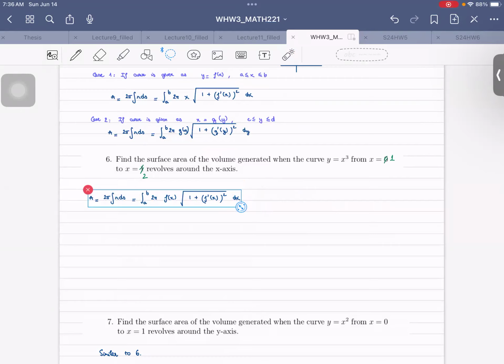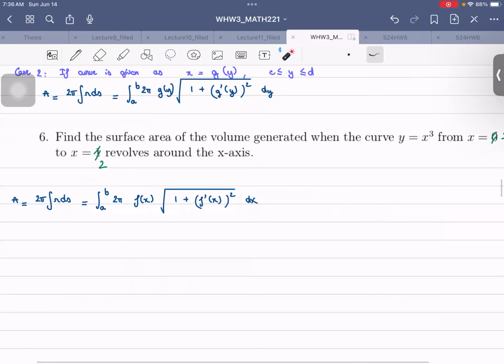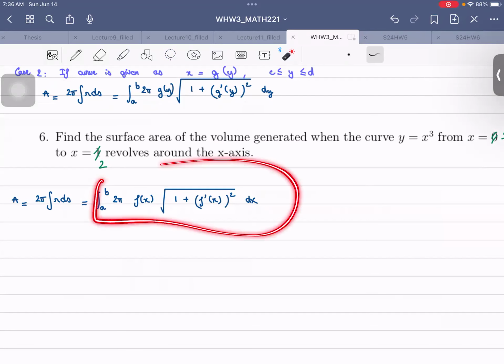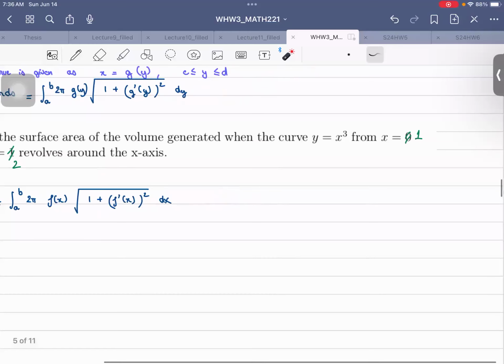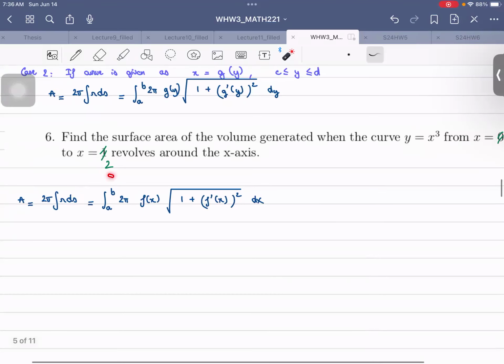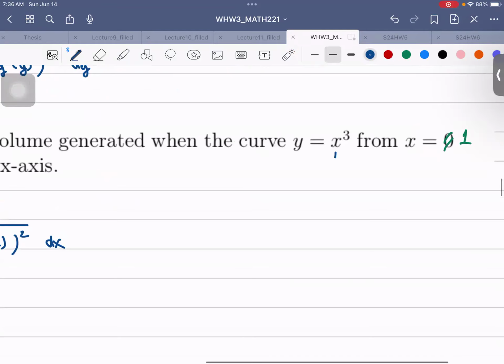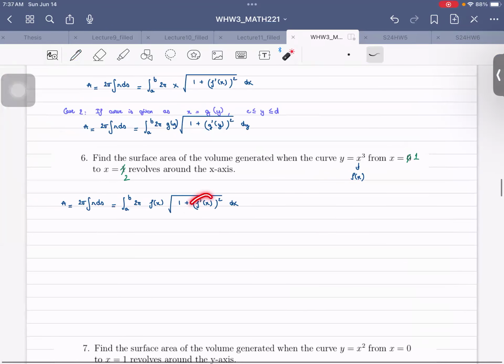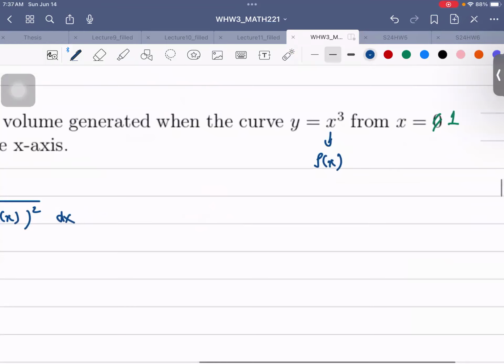And from here, you have to see that if you want to use this formulation, you have to know the lower bound and the upper bound. So the lower bound is 1, the upper bound is 2. The function that you have, this is f of x. And you need to figure out f prime of x squared as well. So f prime of x will be 3x squared. Therefore, f prime of x squared will be 9x to the power of 4.